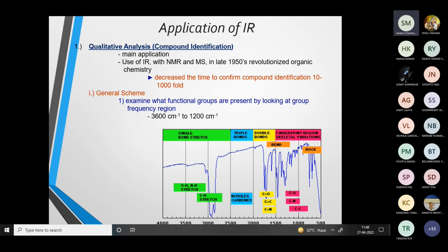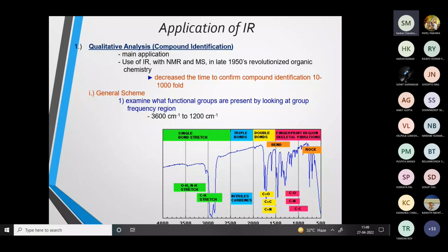Okay. Now, applications of IR. As I already told you, spectroscopy has versatile uses, not only in our chemistry world, but in medical science, in metallurgy, in physics, in all the branches of science and technology everywhere. In fact, I cannot characterize any compound without it, both qualitatively and quantitatively.